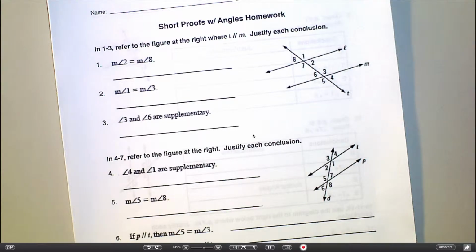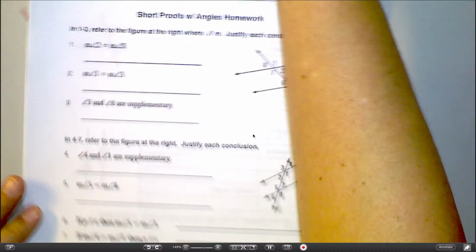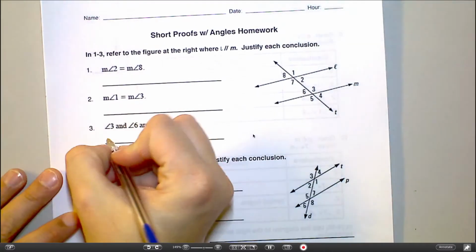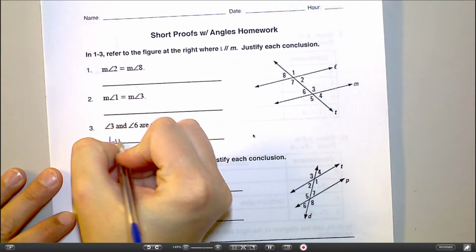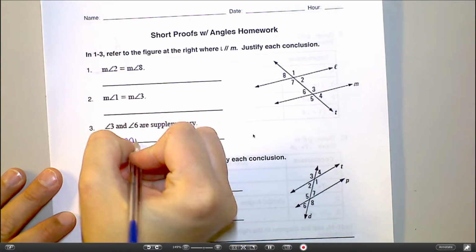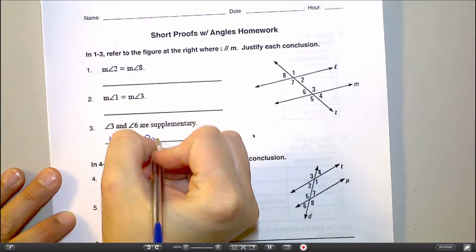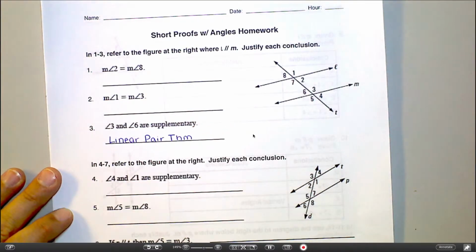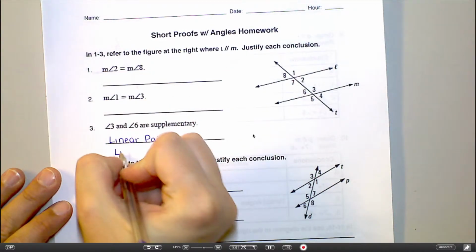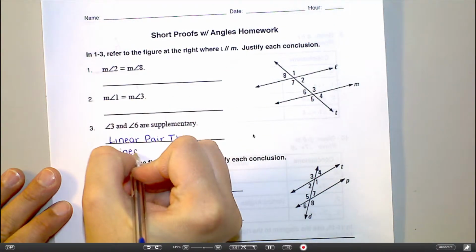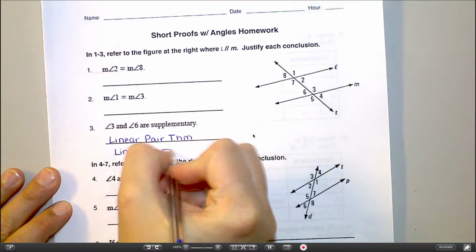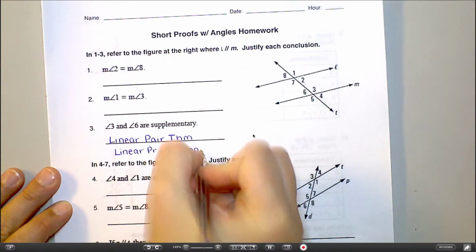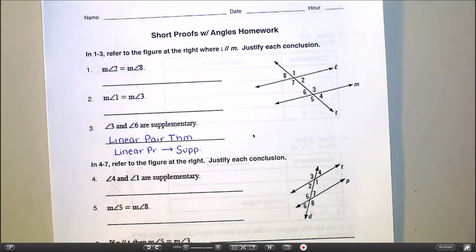Number 3, Noah? That's right. 3 and 6 form a linear pair. And so we know they're supplementary because of the linear pair theorem. What the linear pair theorem says is if you have angles that are a linear pair, then those angles must be supplementary. Angles that form a linear pair are supplementary.